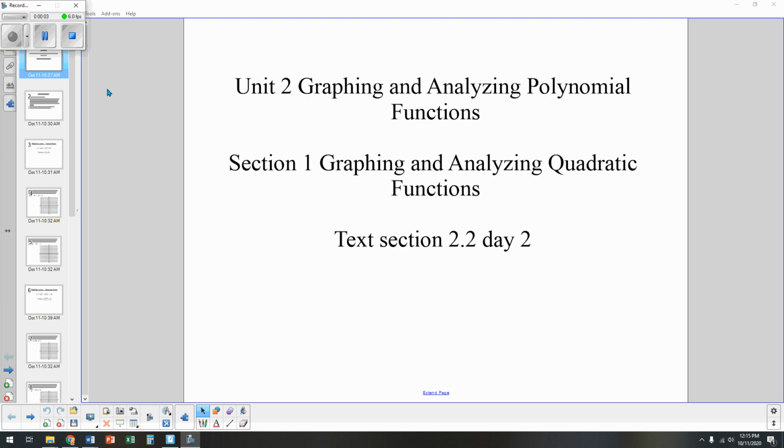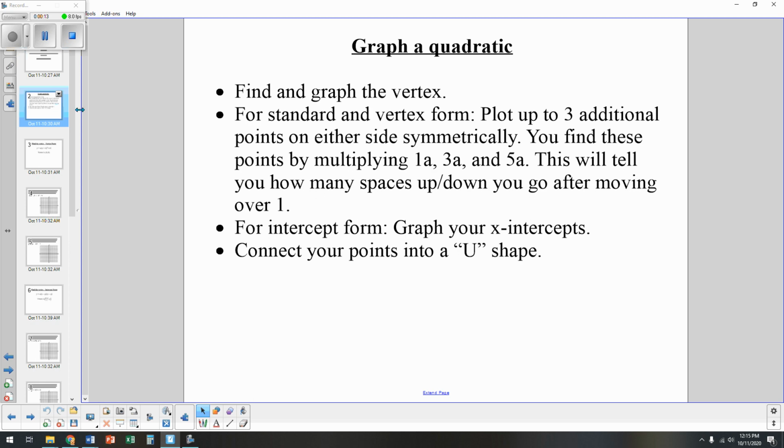This is Unit 2, Section 1, our second day of looking at quadratic functions, day 2 of Section 2.2, and we are going to graph. So our steps for graphing a quadratic will be find and graph the vertex. Depending on what kind of form it's in, that's going to change how we find the vertex, and we'll go over each form individually.